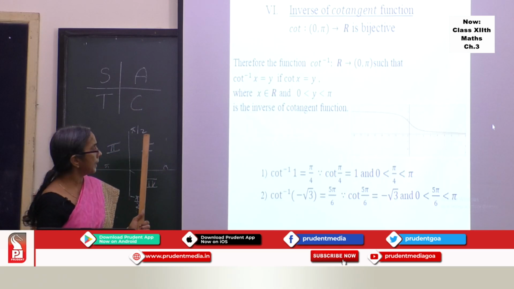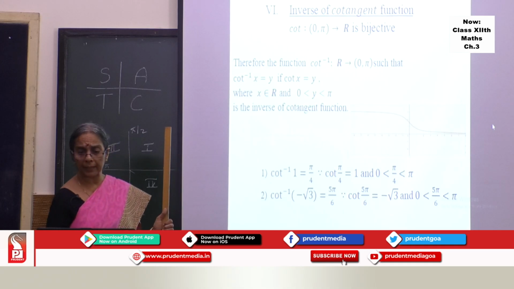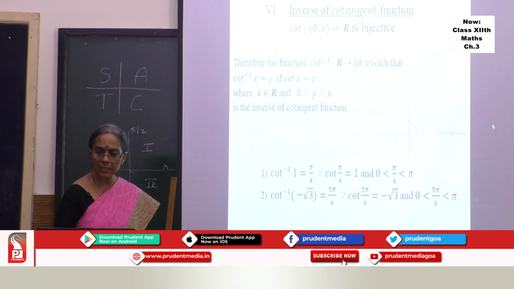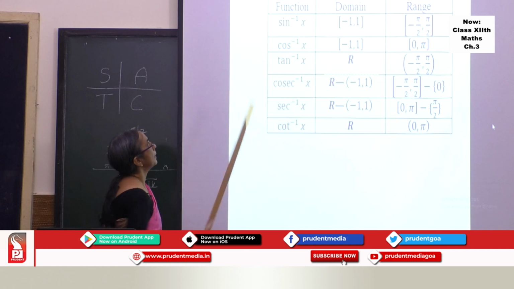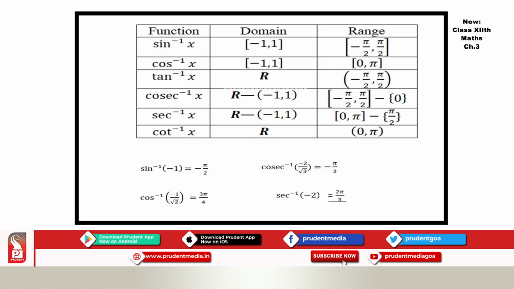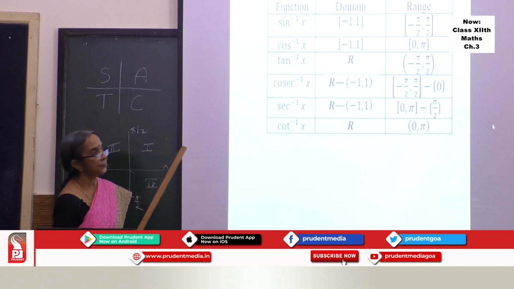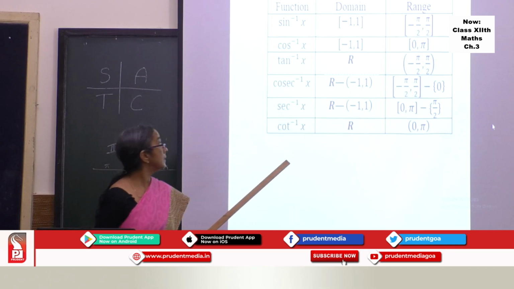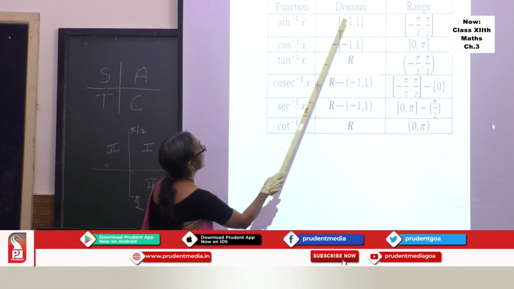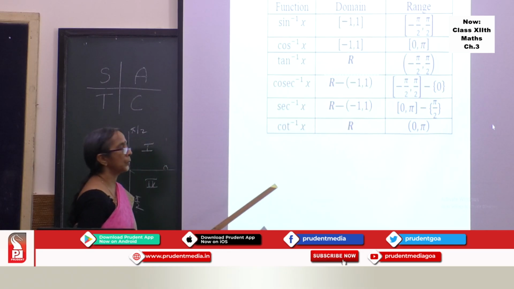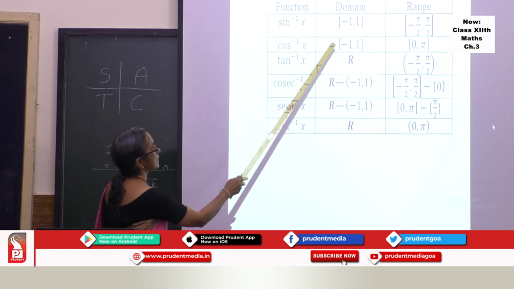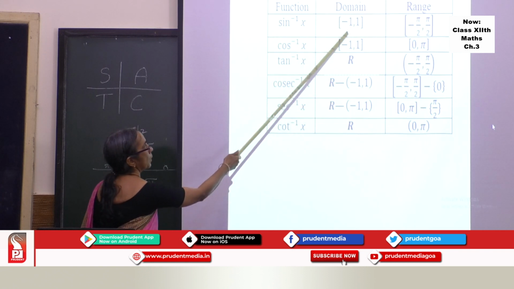Now, it is very difficult to remember all the domains and ranges of inverse functions. So, I prepared a table to remember the domain and range of different inverse functions. If you learn this, it is easy for you to find inverse values. Sine inverse of x: domain is the closed interval minus 1 to 1, range is the closed interval minus pi by 2 to plus pi by 2. Cos inverse of x: the domain is the closed interval minus 1 to 1, the same domain.